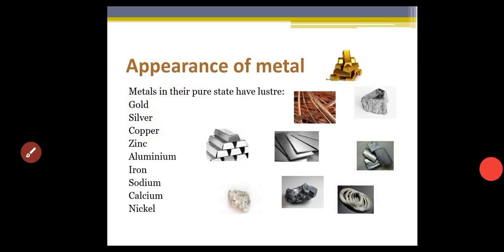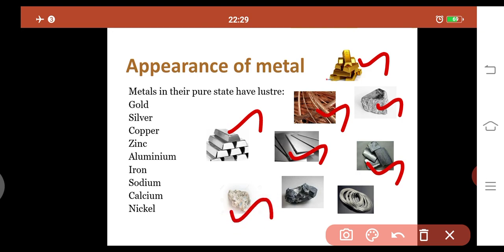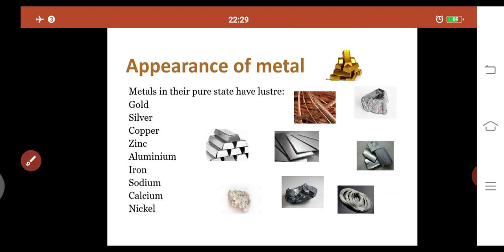So, appearance of metals. Metals in their pure state have luster. Luster is nothing but shine, like gold, silver, copper, zinc, aluminium, iron, sodium, calcium, and nickel. They have their own property called luster.